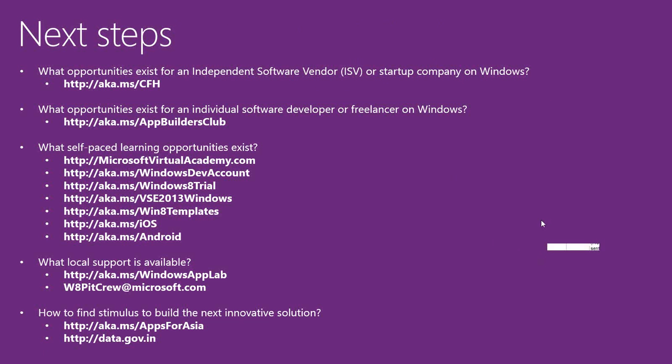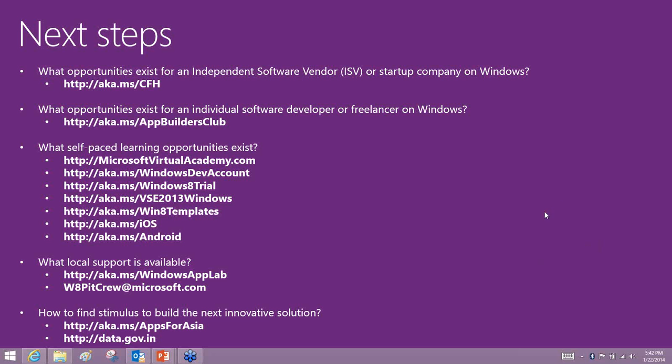And then here are the next steps that you can note down, or you can wait till the recording of this webinar becomes available tomorrow. The next steps include a wide variety of resources that you can leverage depending upon whether you are an independent software vendor or a startup company. You can definitely go to the Code for Honor website that I've listed over there. Similarly, if you're an individual software developer or a freelancer, take a look at App Builders Club.